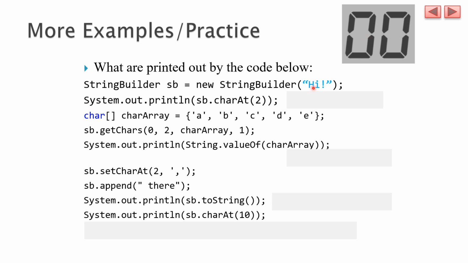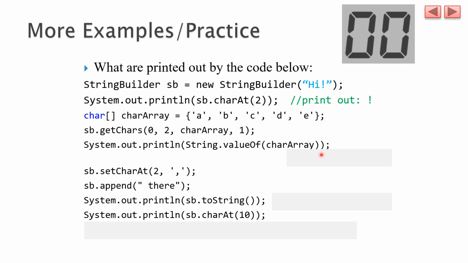Alright, so I hope that you have figured out your answers. So now let's look at the correct answers. The first one is the printout of sb.charAt(2). So that's supposed to be the character at index 2 of the StringBuilder sb. So it's supposed to be the exclamation point.